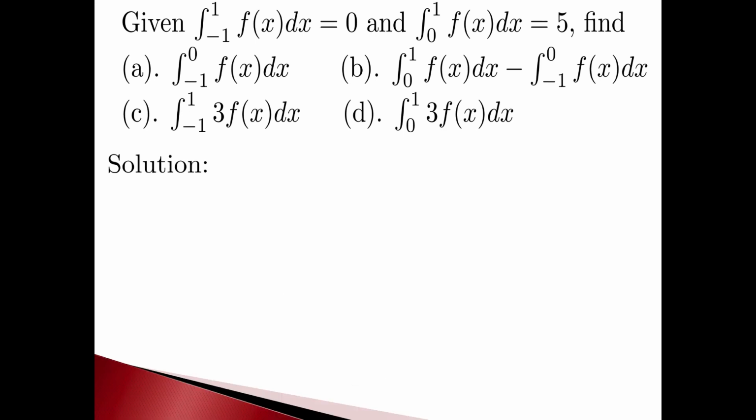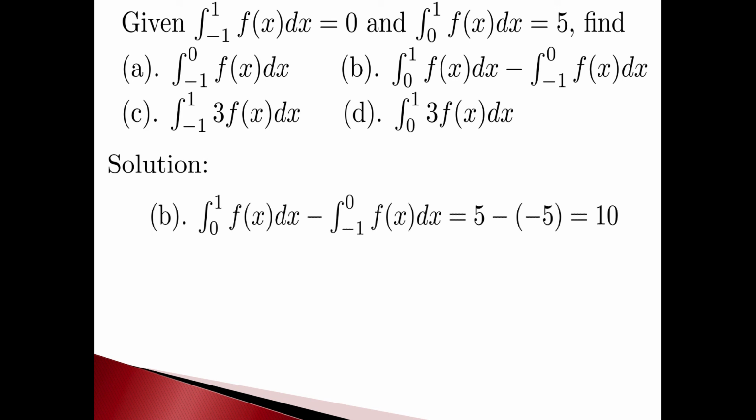We can do something similar with B, right? They ask for the integral from 0 to 1, and then subtract the integral from negative 1 to 0. Well, we know the integral from 0 to 1 is 5. They told us that in the problem. And just a second ago, I have erased the screen since, but we worked out that the integral from negative 1 to 0 was negative 5. So 5 minus negative 5 would be 10.